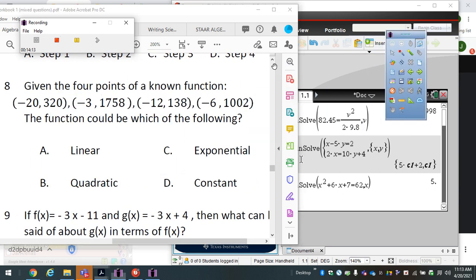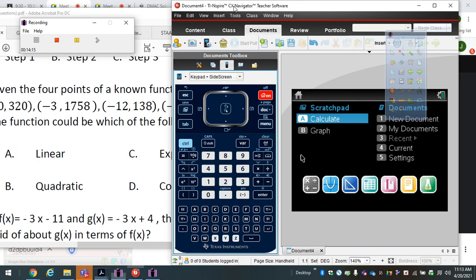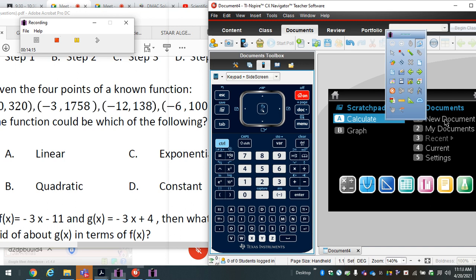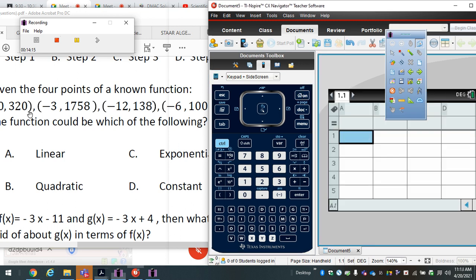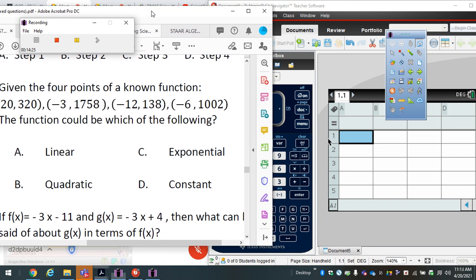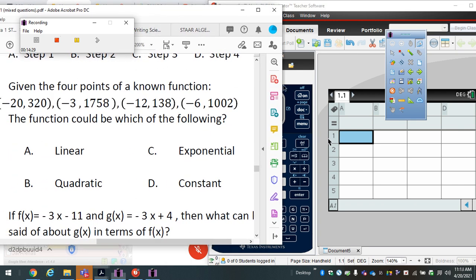Okay, so on this one, you need to use the calculator to help you out. Honestly, this is designed for calculator. This is a design question for calculator. So you come here, we're gonna go to lists and spreadsheets, type in these numbers. Move it over a little bit. Or you can plot them, it's up to you. And you can see what it is.